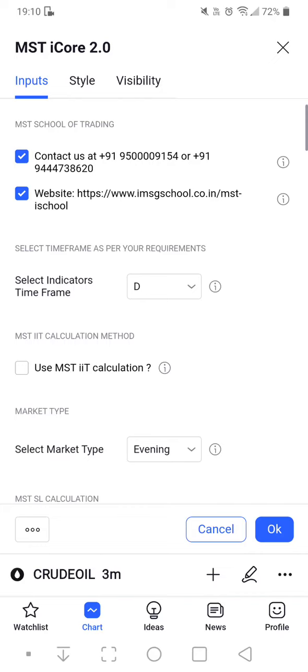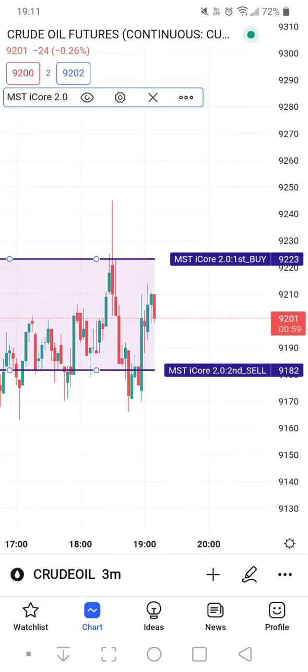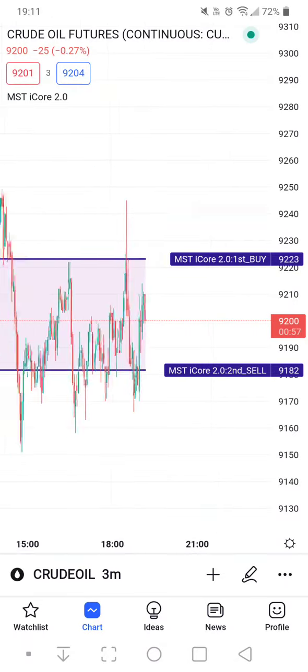Now at the left bottom, you will see three dot buttons. You select that and you have to give reset settings every day before you start trading for the day. Now this is the trading.